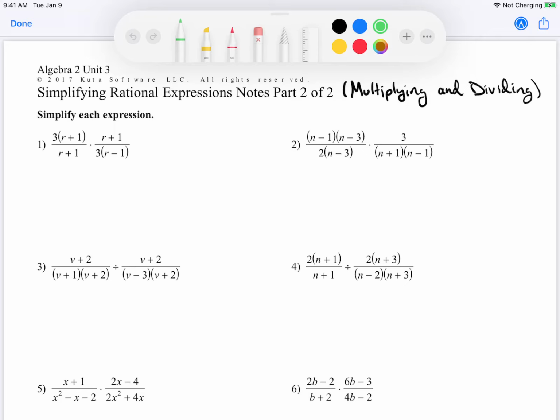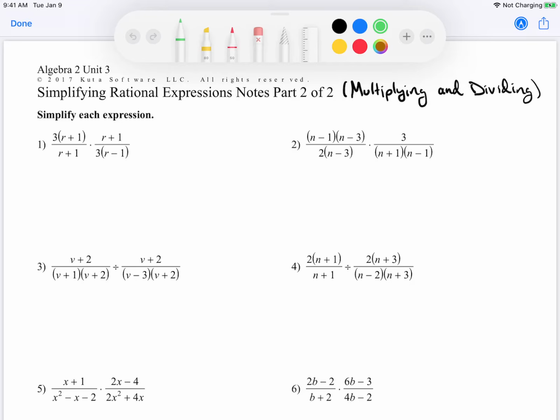Okay, so first, this first problem is multiplying. And what I want you to realize is that we're treating these just like we would any sort of rational expression without the x. So think about it kind of like multiplying fractions. The same rules are still going to apply.